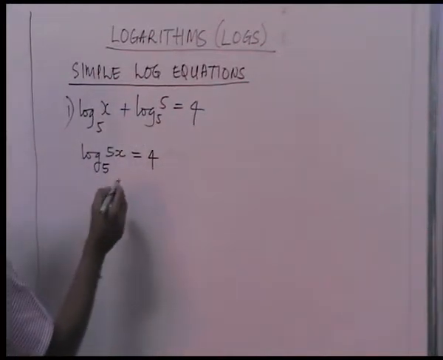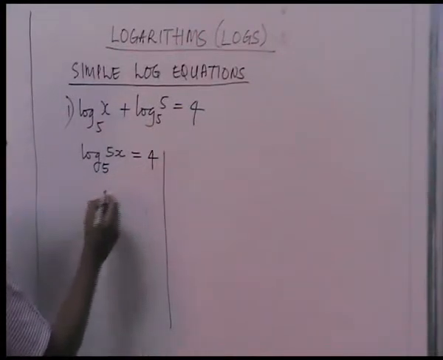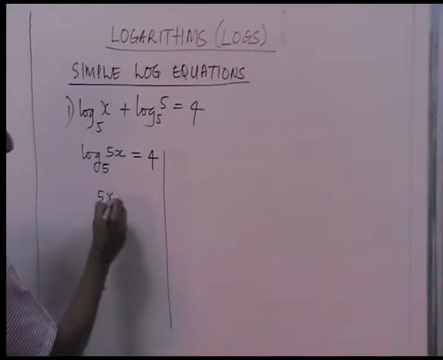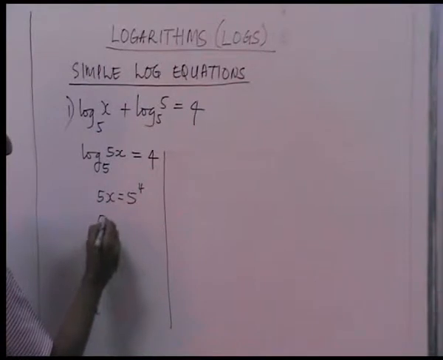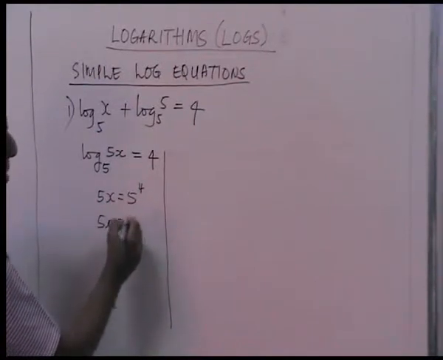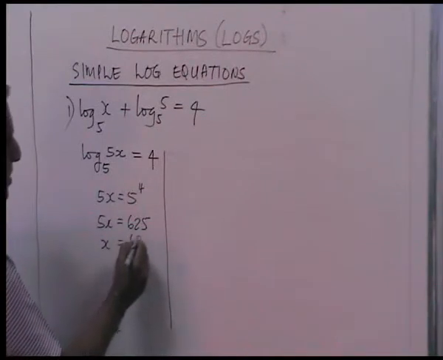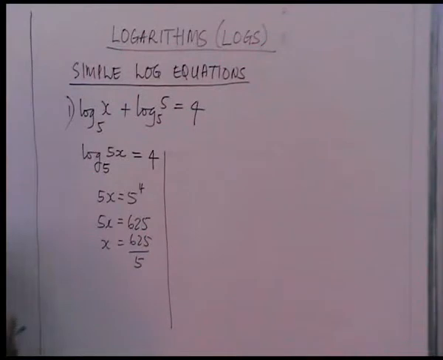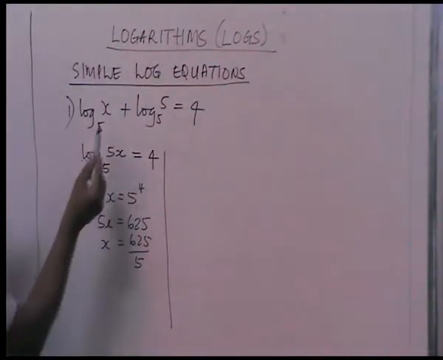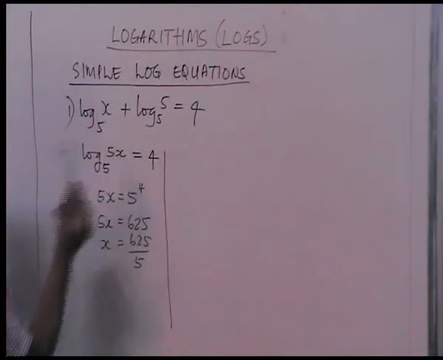And then from here, I changed it to index form and I say, well, 5x is equal to 5 to the 4. And then 5x is equal to 625, and therefore, x is equal to 625 all over 5. Now, this is one way. This is using the law: log of a plus log of b is equal to log ab.